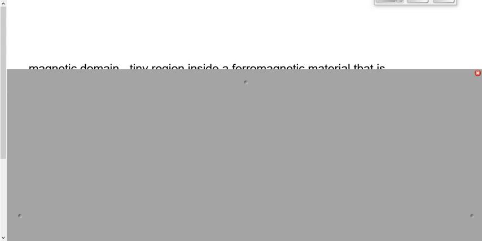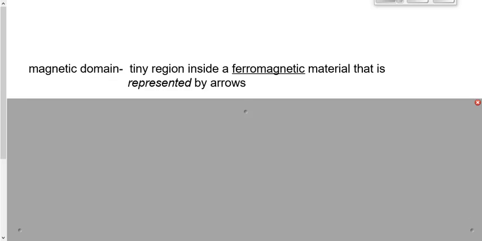We start our new unit on magnetism today for the third time by defining a new term, a magnetic domain, which is a tiny little region inside a ferromagnetic material that we represent by arrows. Now, there's a couple things in here I've got to clarify.